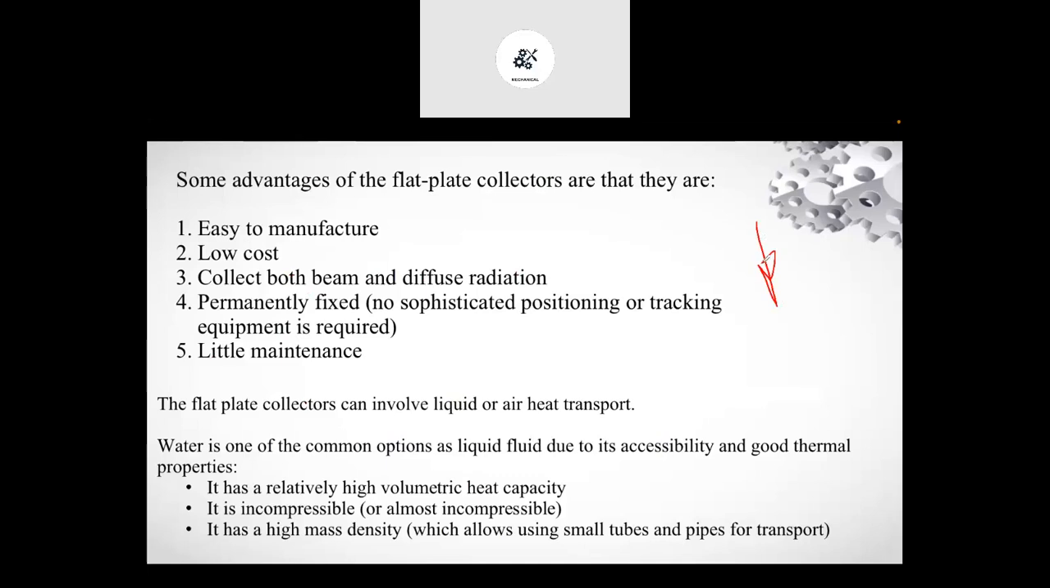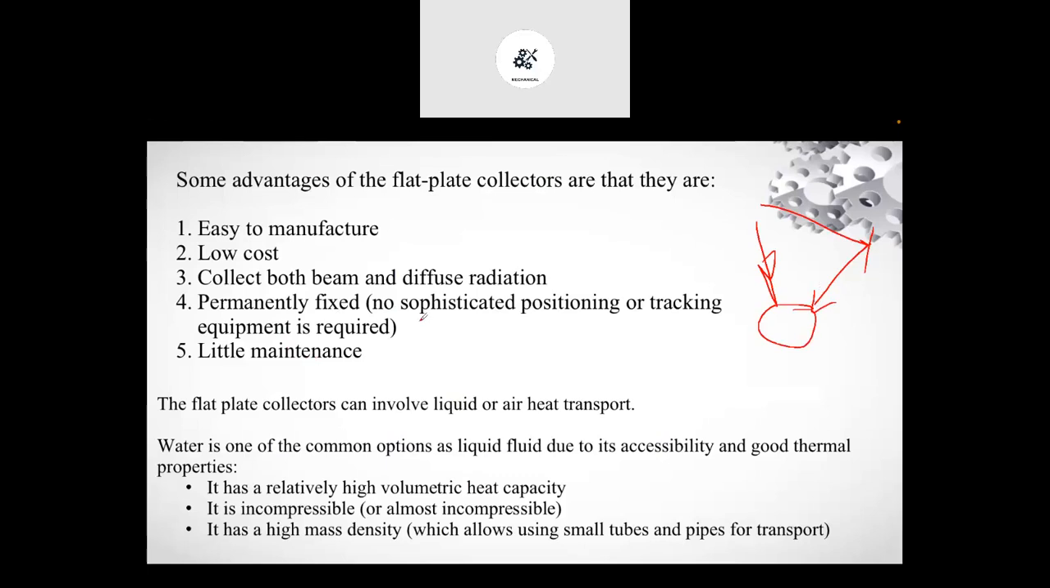As we know, beam radiation is the direct type of radiation. When radiation is directly incident on the surface, it is called beam radiation. And what does diffuse radiation mean? Solar radiation is first incident on another object, reflected from that object, and then incident on the tube. That is called diffuse radiation. So this flat plate collector can collect beam radiation as well as diffuse radiation.